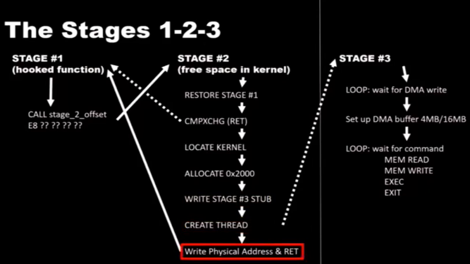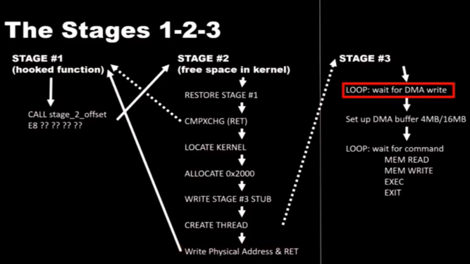And at the very end in the stage 2 section, we write the physical address of the buffer we allocated into the code where the stage 2 part is located. And the PCILeech main control program is polling this buffer all the time with DMA, and once it receives the physical address, it writes the complete stage 3 contents into that address it received.